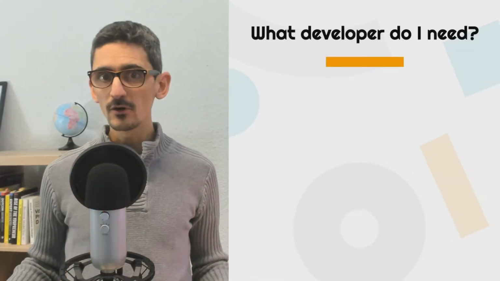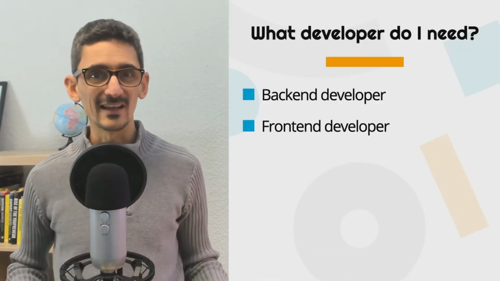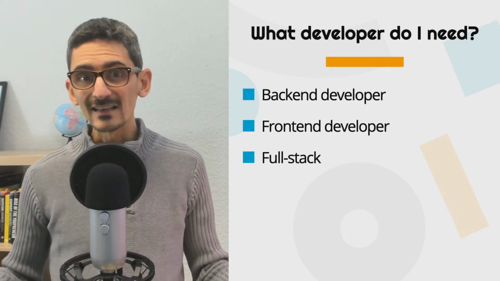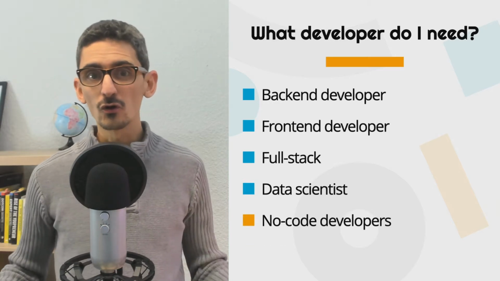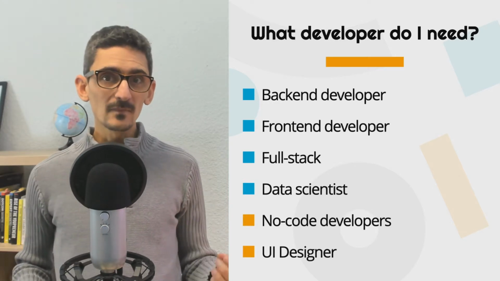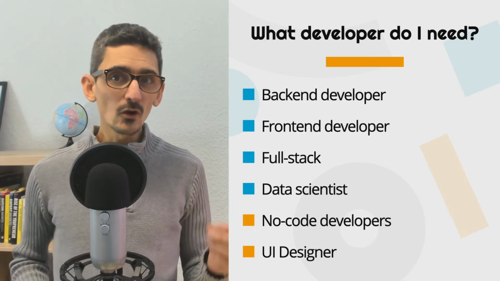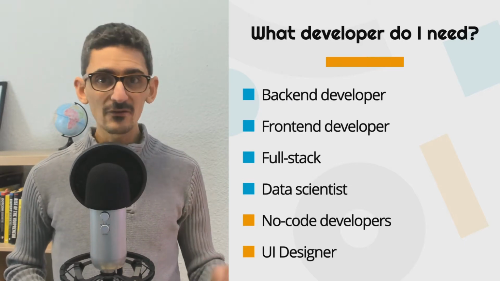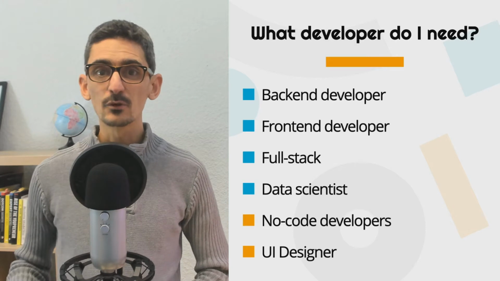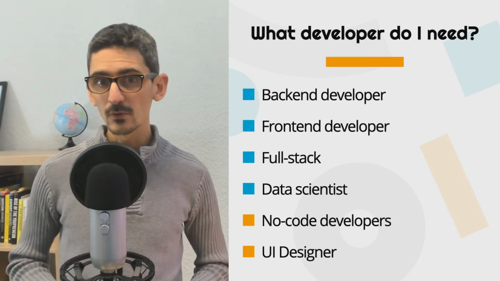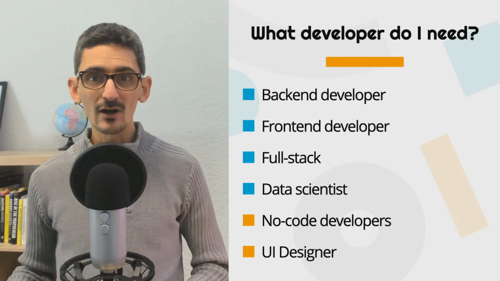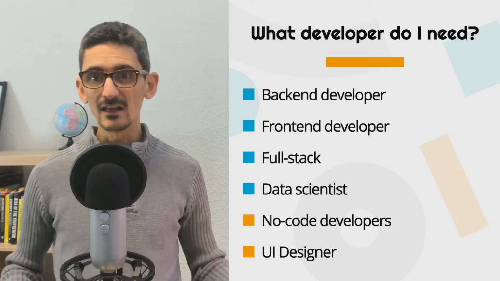There are many different types of developers, you might know that already, and different types of technologies. For the developers, we talk about backend developers, front-end, full stack. We talk about data scientists and other profiles like no-code developers or UI designers. But even to be more specific, most of these developers' profiles have specific skills and expertise or languages to choose from. For the backend developers, for example, they are PHP, Ruby on Rails, Python, Node.js, even Java.